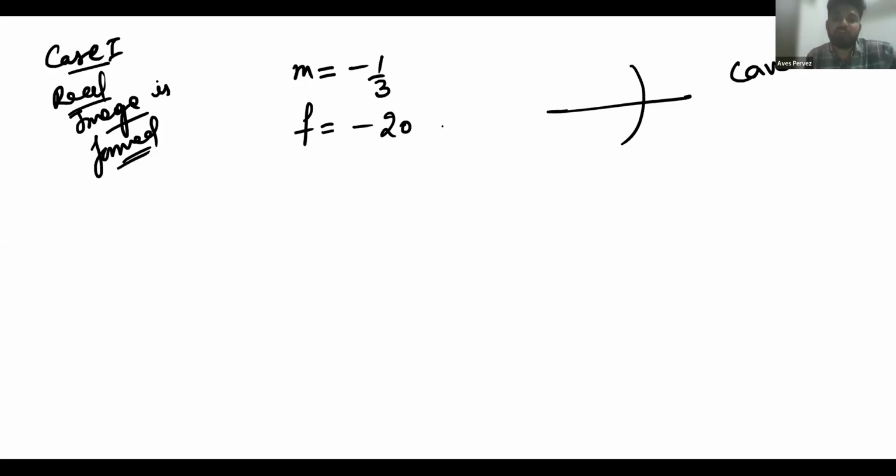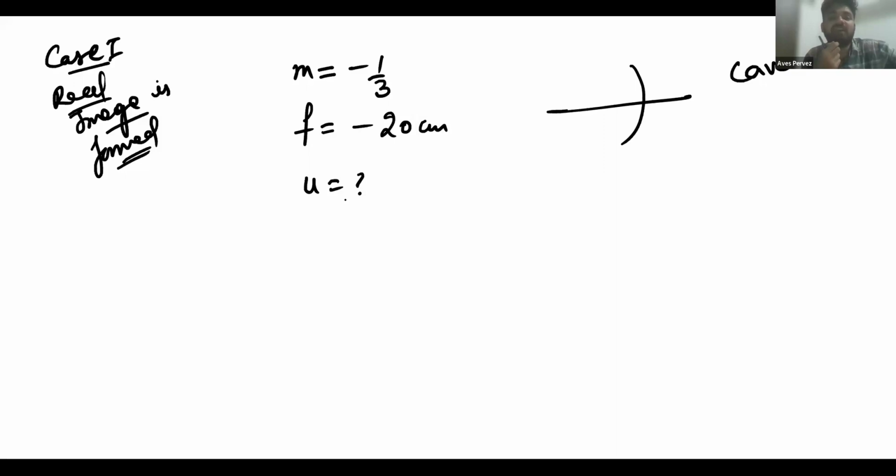Okay. So what is being asked? U is being asked. Where should the object be placed? Are you taking assumption of concave and convex both? Yes, because it is not given to you in the question. We are just taking the assumptions.